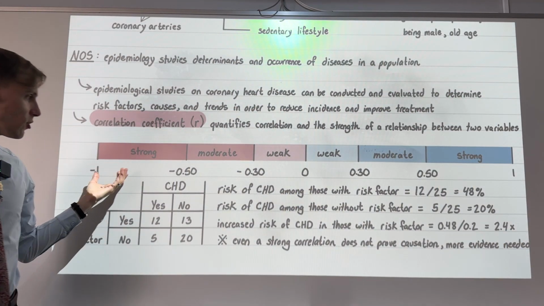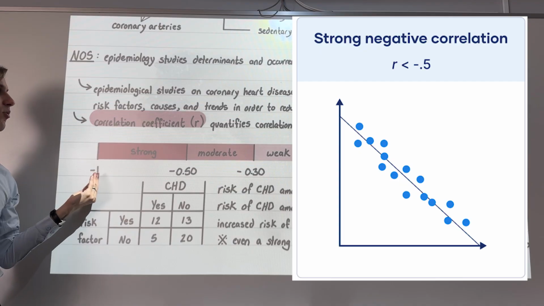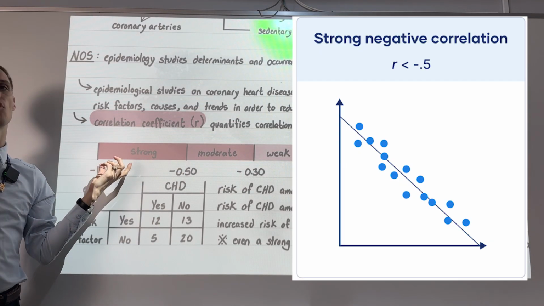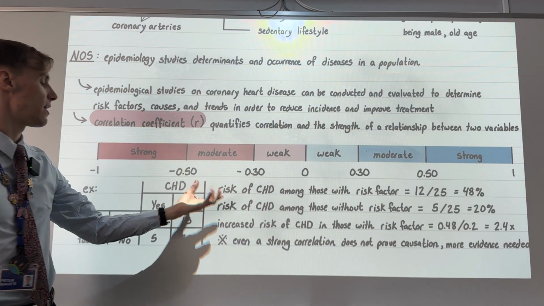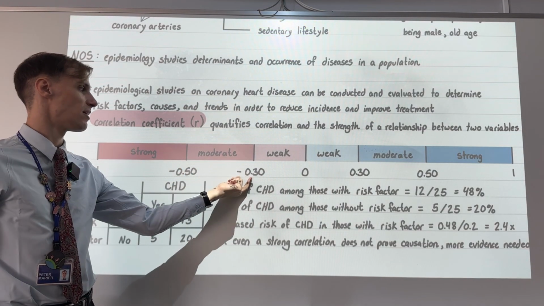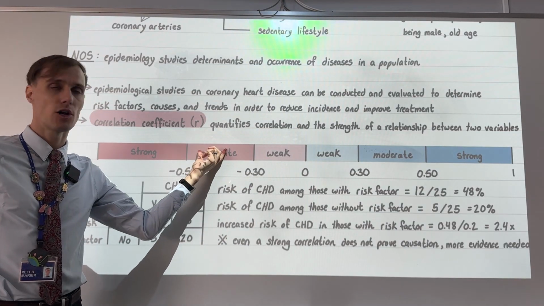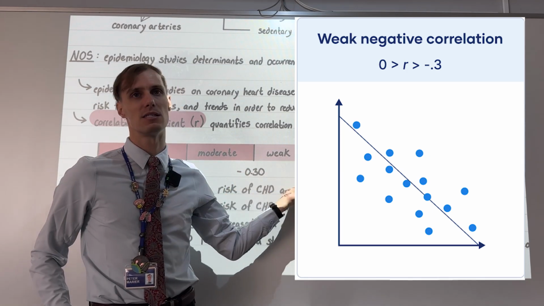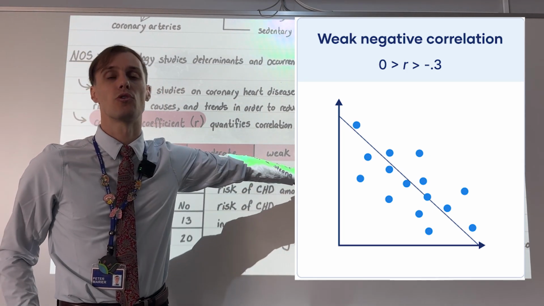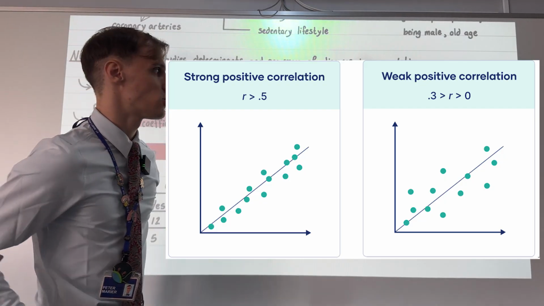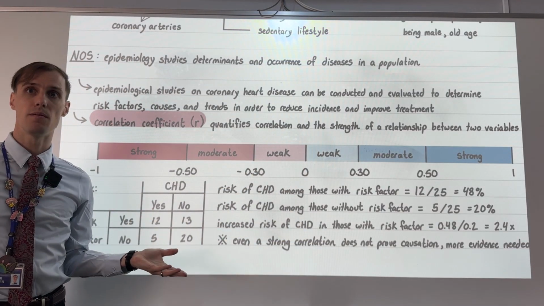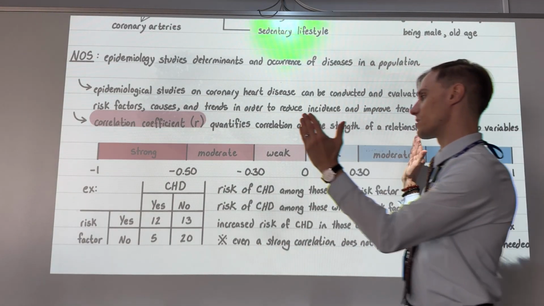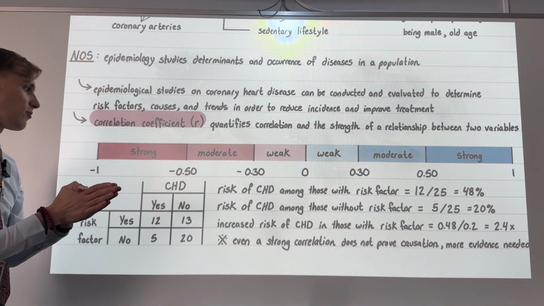If you had an R value between -1 and -0.5, that would be considered a very strong negative correlation. If you had an R value between -0.5 and -0.3, that would be considered moderate, and a very weak correlation would be between -0.3 and 0. Now, the converse is also true for positive. The closer you are to 1, a perfect negative or positive correlation, the more that anywhere closer to 0 becomes weaker and weaker of a correlation.